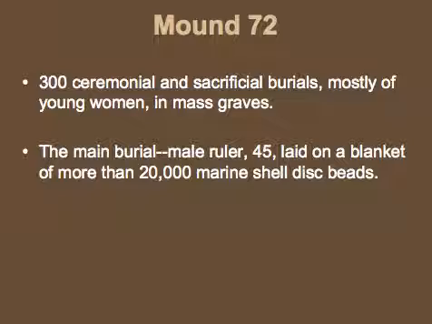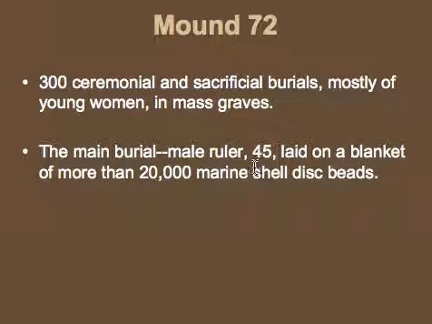In particular, they found a main burial of what looks like an important male, 45, on a blanket of 20,000 marine shell disc beads. Right? That is, these shells were gotten from the ocean and then by hand, by craft specialists, we assume, were made into beads. So 20,000 of these disc beads. So obviously this person had wealth with them. When you're talking about the labor that went into producing these craft goods, a lot of labor went in.